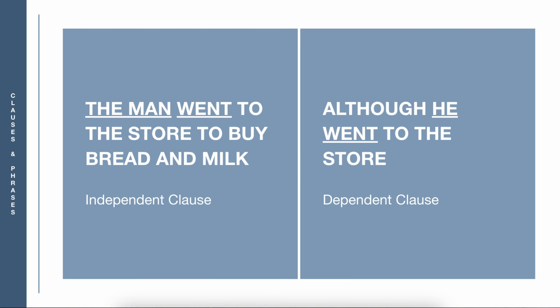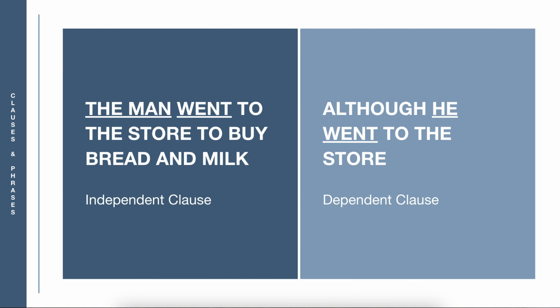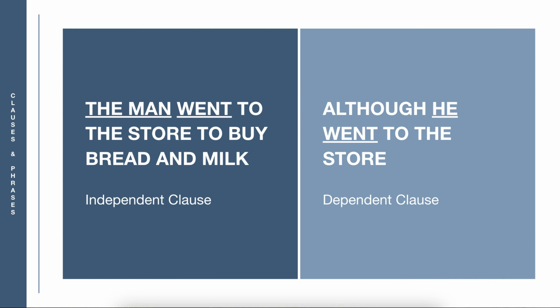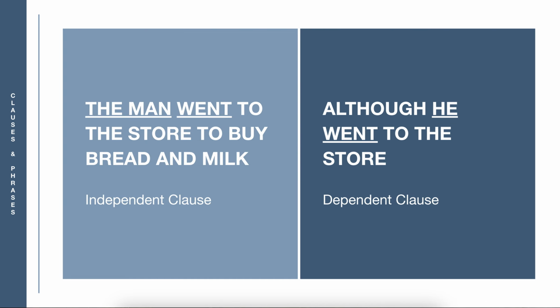So, some examples here. First off, we have "the man went to the store to buy bread and milk." That's an independent clause because it makes sense by itself. On the right-hand side, though, we have "although he went to the store." That's a dependent clause because it cannot stand by itself. Now, the difference between those two is going to be really, really important today as we talk about different types of sentences. So I want you to remember that an independent clause can stand on its own. A dependent clause cannot.